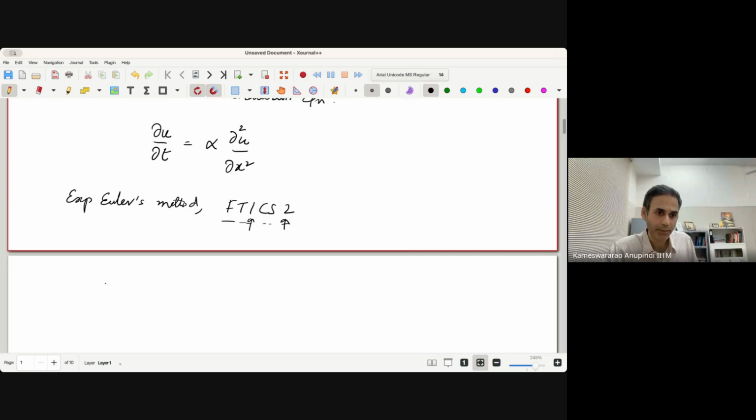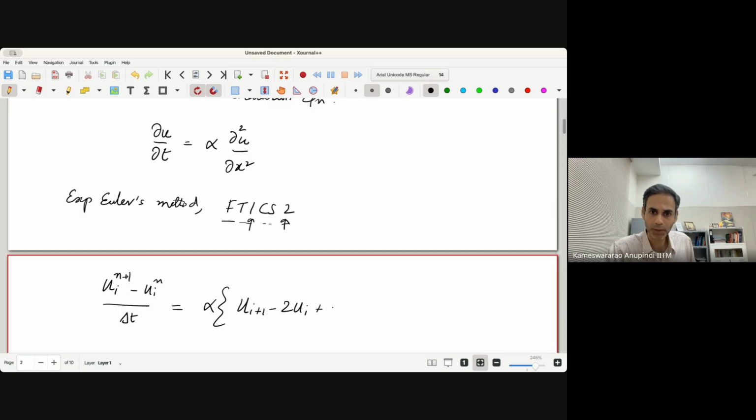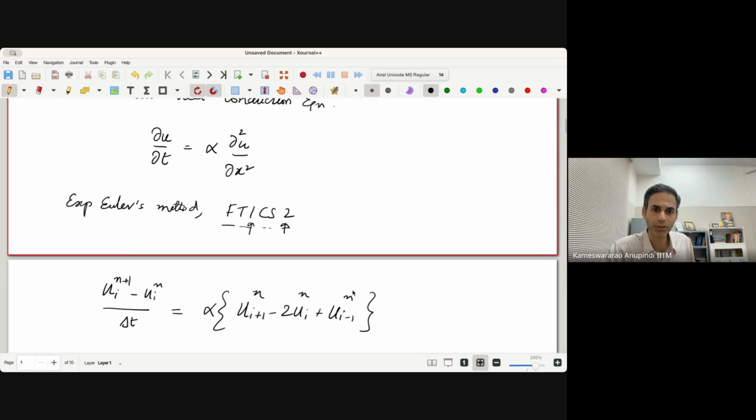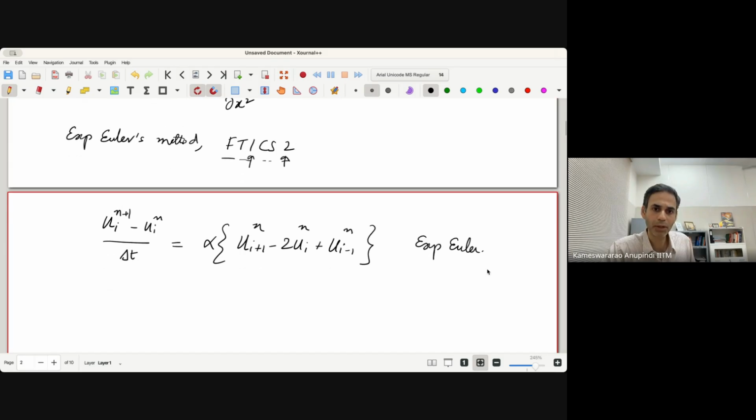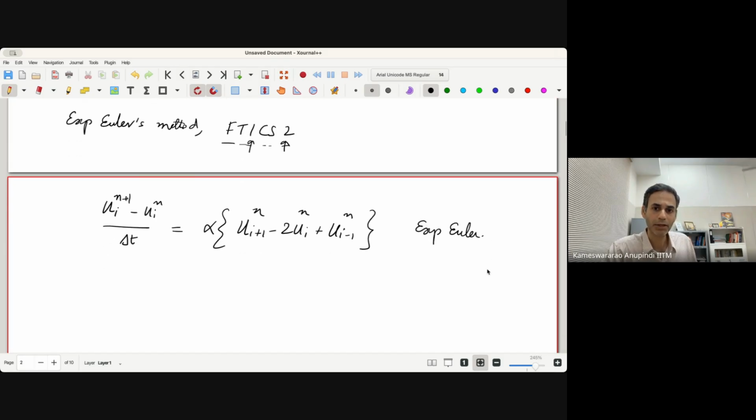This is basically (u_i^(n+1) − u_i^n)/Δt = α (u_(i+1) − 2u_i + u_(i−1)), all of them obtained at time level n. So this is your explicit Euler scheme. And we also remember how to write the implicit Euler and the Crank-Nicolson.